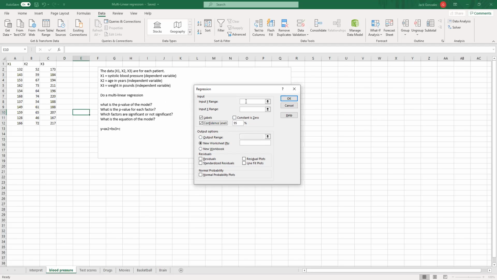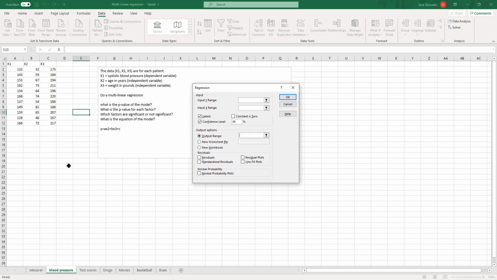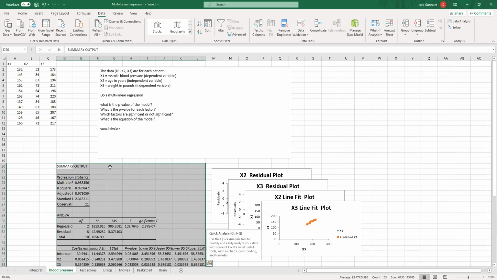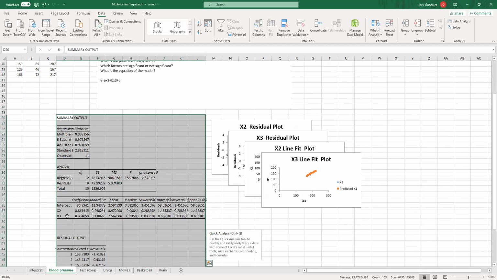Okay. So output range, I'm going to choose it to spit it out down here somewhere. Y value is going to be, we said, blood pressure, the dependent variable. X values is going to be both these two. I'm going to do the plots. Don't really need these, but if we're going to do deeper analysis, you choose those. And then hit OK, and it should spit everything out.